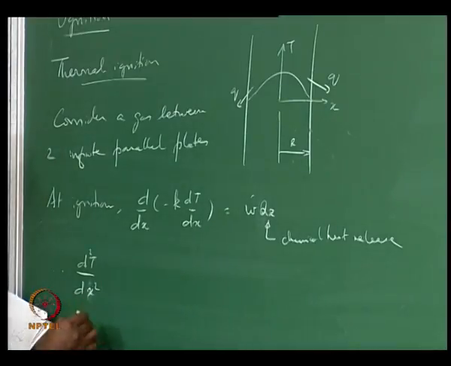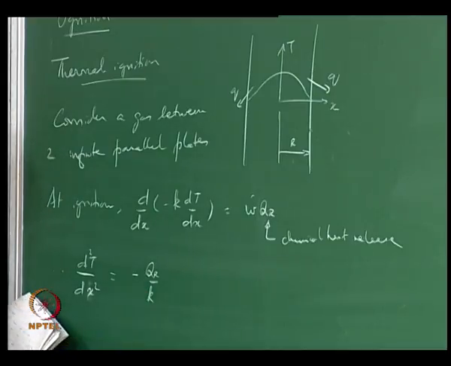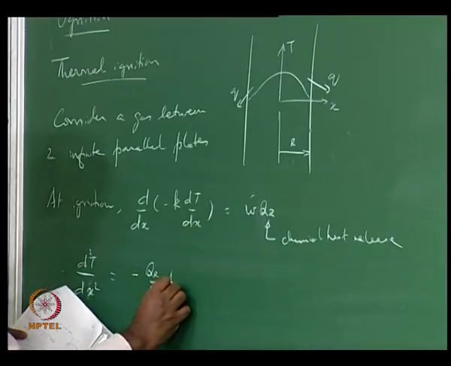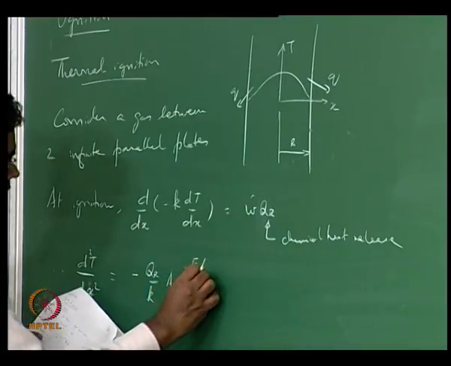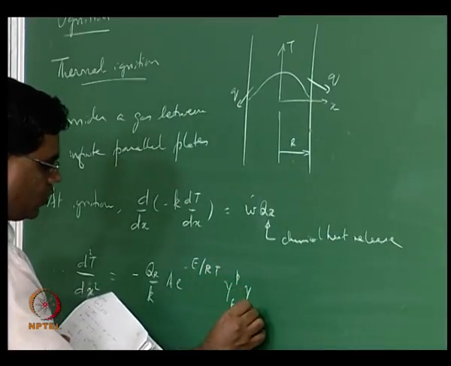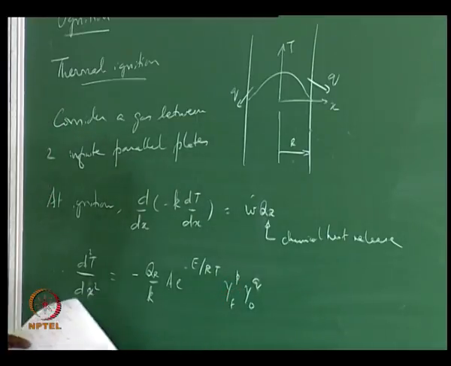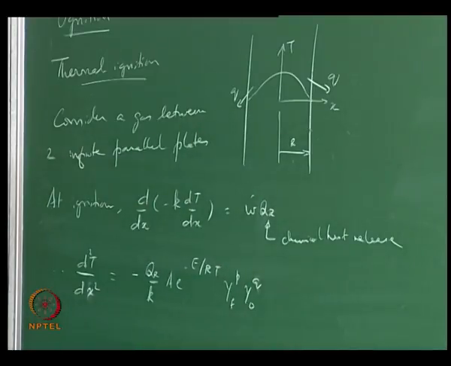So if you now assume constant k, then you're going to get minus q_r divided by k, and you can now write this w dot as A e to the minus E over RT, Y_F to the power p, Y_O to the power q, right. Keep in mind that this q is not the same as that. We run out of symbols pretty soon because we use pretty much the same kind of symbols most of the time. We could say m and n, but that's fine.